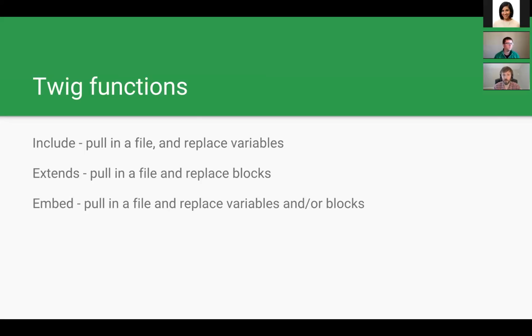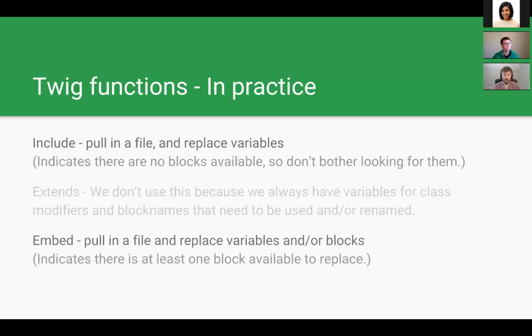Extends allows you to pull in that file and replace the blocks. So it just allows you to replace the content in the block section. Embed actually allows you to pass in variables to the file that you're including. So it's the most robust one. And what we have found is that we're either using include or embed, which is what this slide is referencing. And this goes through kind of what I was just describing.